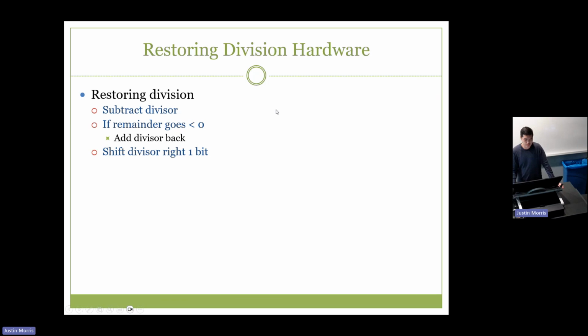The easiest way to implement this is with restoring division hardware. With restoring division, we subtract the divisor, and if the remainder is negative, we restore it because we should not have subtracted it. Then we shift the divisor to the right by 1 bit to go to the next bit and do the same thing. So we subtract, and if it's negative, we add the divisor back and put a 0 in our quotient. If it's positive, that means we were able to subtract it, so a 1 goes in our quotient, and we do not add the divisor back.